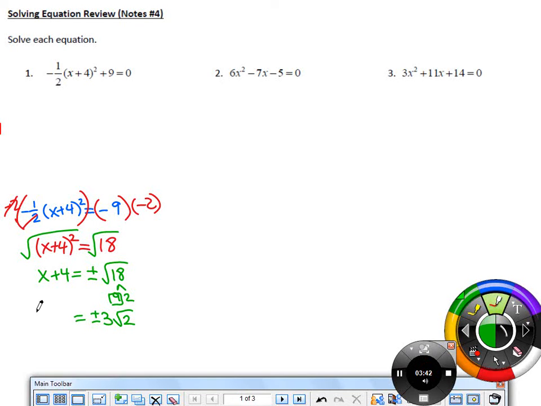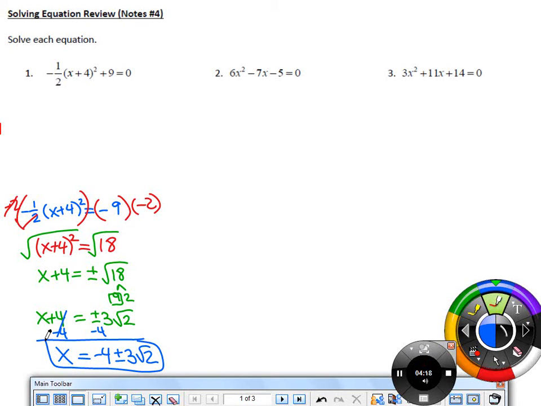And on this side, I still have x plus 4. The x is almost solved for, but it's not completely alone. So in order to finish solving for x, I would have to subtract 4 from both sides. Since I'm having you do it without a calculator and by hand, you're not going to know what negative 4 plus 3 rad 2 is, because you don't have a decimal value of 3 rad 2. So you're just going to have to write this as negative 4 plus or minus 3 rad 2. And those are your x-intercepts, or your solutions to this equation.